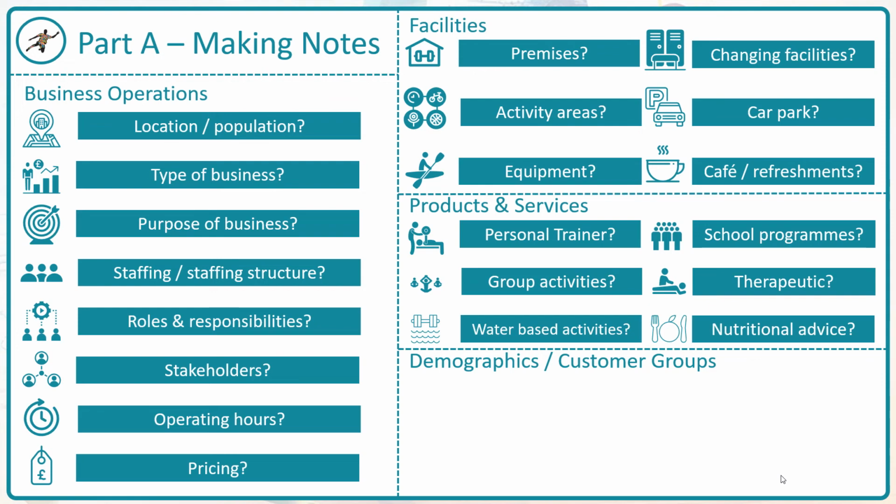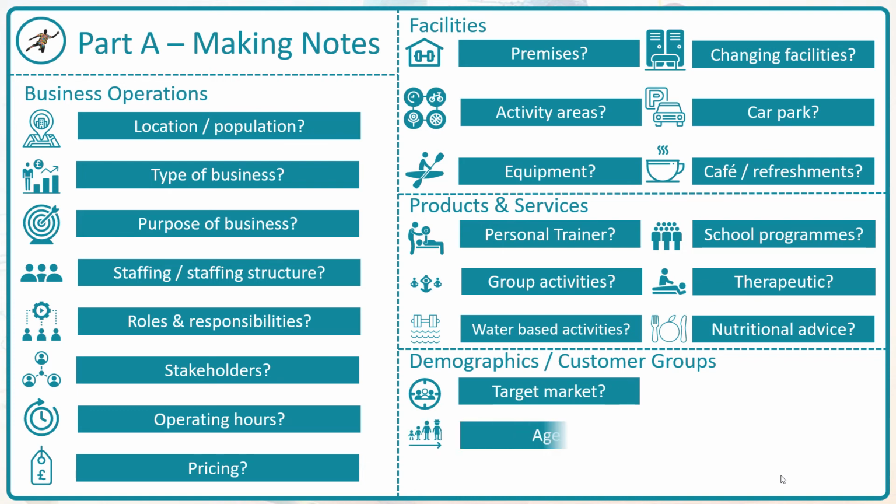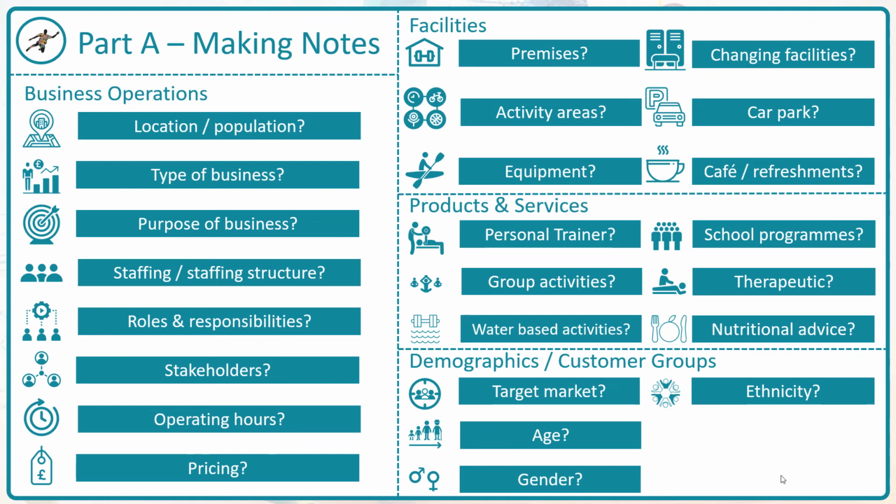And lastly, demographics, customer group. Who specifically is the business aimed for, and who are the users of the business? So we've got to make sure that our students understand that we're talking about a target market, and that target market will be defined by things like the age. Who specifically, which age groups are or is the business targeting, aimed at? And what about gender? Also, what about diversity and ethnicity? Is it inclusive? And is it catering for all groups in society, including those with disabilities?